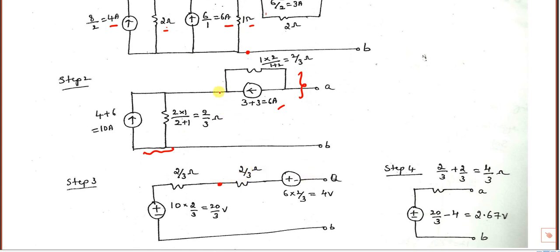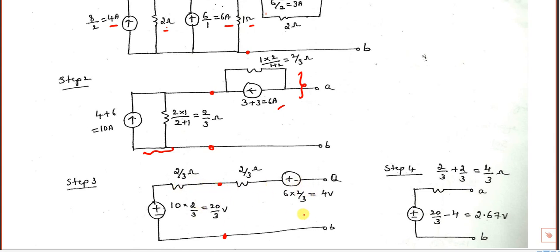Between this and this, there is a current source that we converted into a voltage source. Again, between this and this, there is a current source. We need to convert it into a voltage source. So 10 into 2 by 3 is 20 by 3, and the same 2 by 3 you have to connect in series.